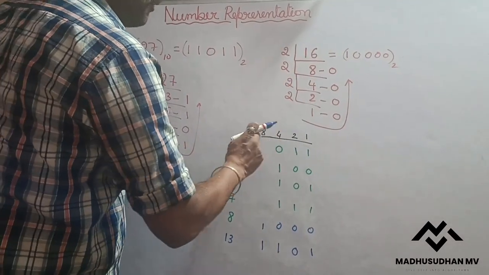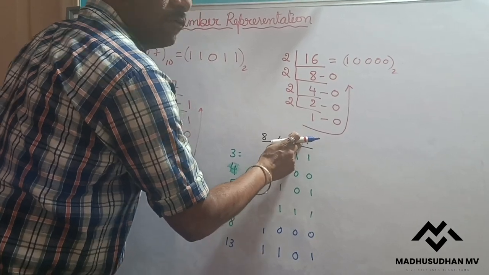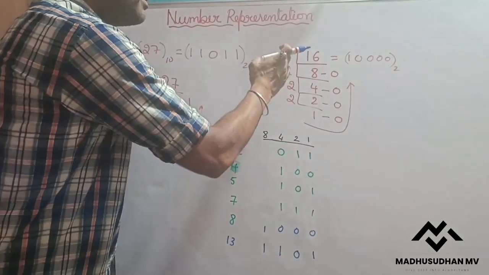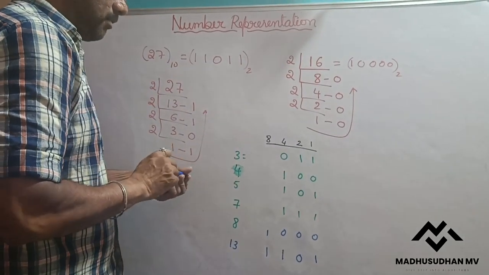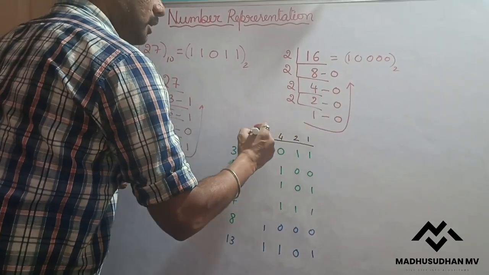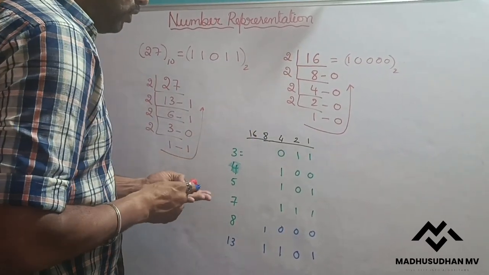Similarly, let us say for 16. For 16, if I add all these things, 8 plus 4 is 12, 12 plus 2 is 14, 14 plus 1 is 15. If I add all 4 bits also, I'll get 15. I won't get 16. But what to do? Again, same thing. So you go for one extra bit. 1 doubles to 2, 2 doubles to 4, 4 doubles to 8. So next is what? 16.